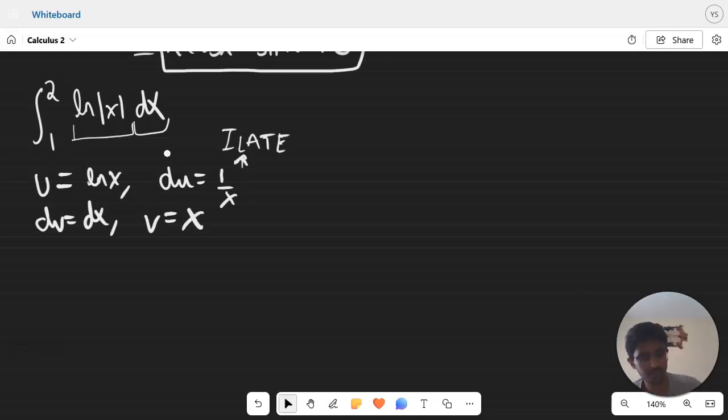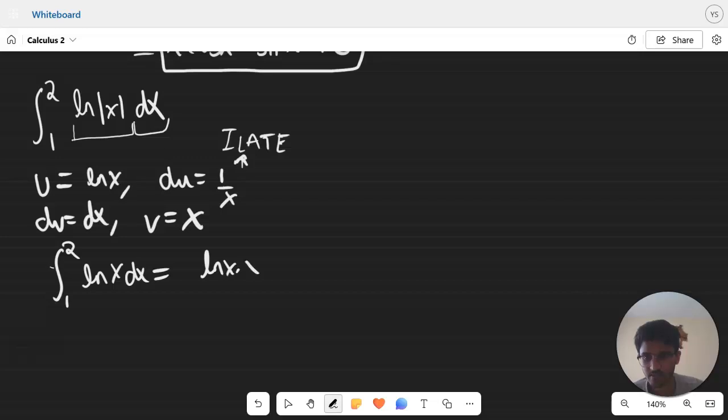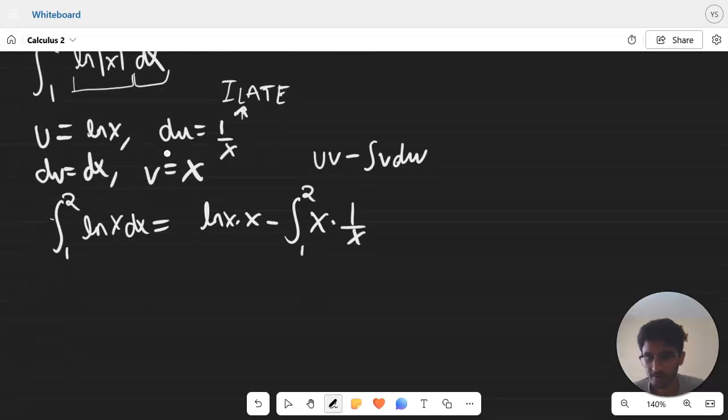Now let's plug that into our formula, but we've got to be careful. It's a definite integral this time. Okay, the integral of ln of x dx equals uv, so ln of x times x, minus, remember, I'm going to write the formula one more time. The more you write the formula in your problem, the easier it's going to be for you to memorize this formula. Okay, uv minus v du. Remember, we're doing a definite integral.